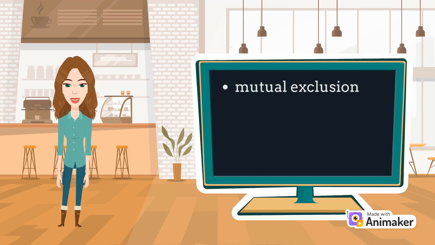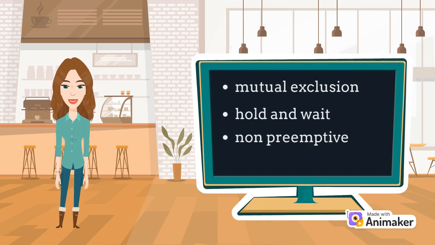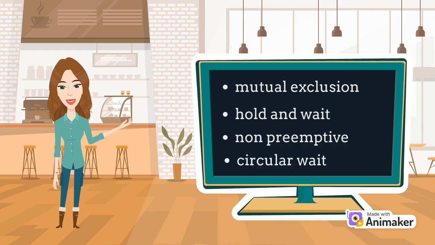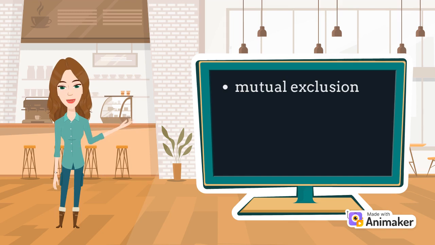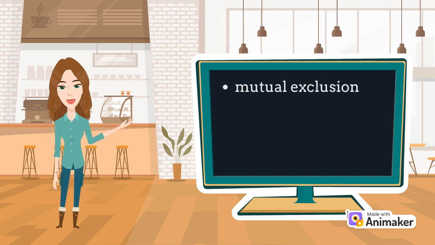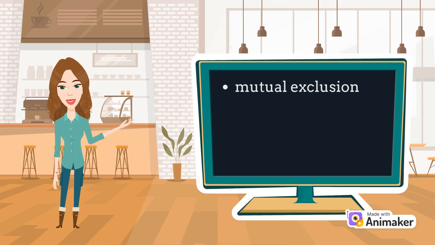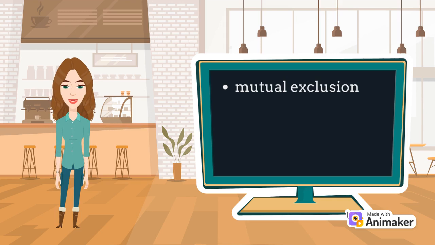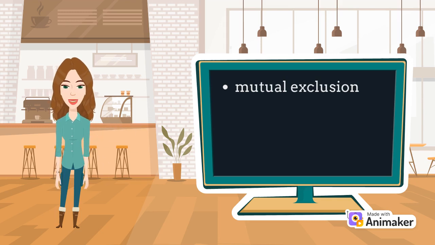About the necessary conditions for a deadlock, there are four: mutual exclusion, hold and wait, non preemptive, and circular wait. Mutual exclusion: only one process should be using the resource. If another process requests the same resource, then it should be put on hold and delayed until the resource is freed by the first process.